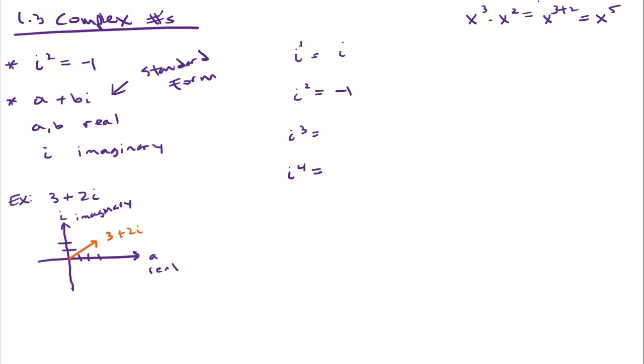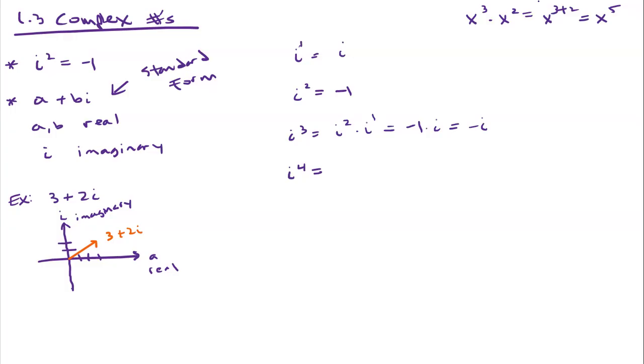So that's what I can do here. I have i squared times i to the 1, because 2 plus 1 gives me 3. We know i squared is -1, so let's write -1 here, and then times i. What is i? It's just i. So i times -1 is just -i. So the answer to i cubed is -i.